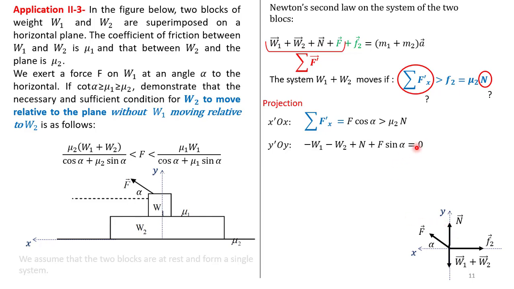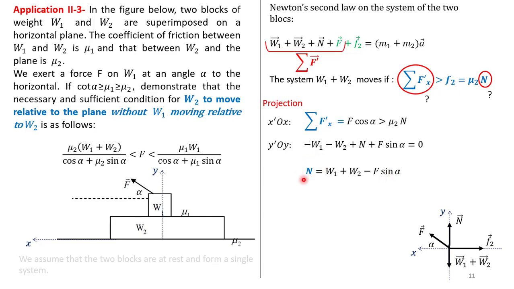And now we want to make the acceleration along y equal 0, because ay is 0. The motion cannot happen vertically. So if there is motion, the motion is only along the x-axis. It cannot be along the y-axis. That's why ay is equal to 0. So we can deduce what n is. N is equal to W1 plus W2 minus f sine alpha.